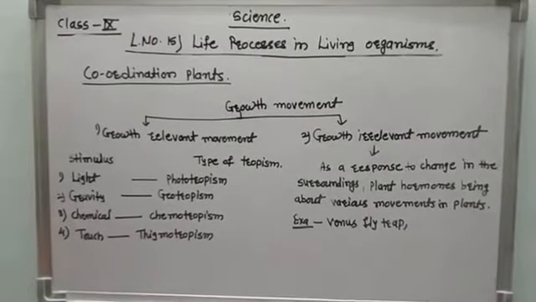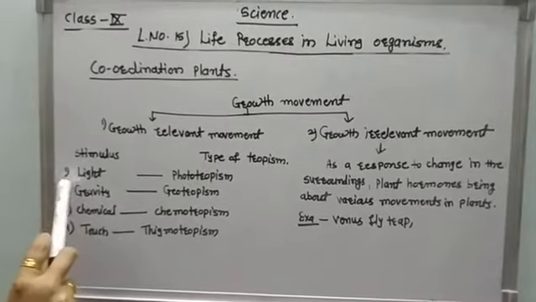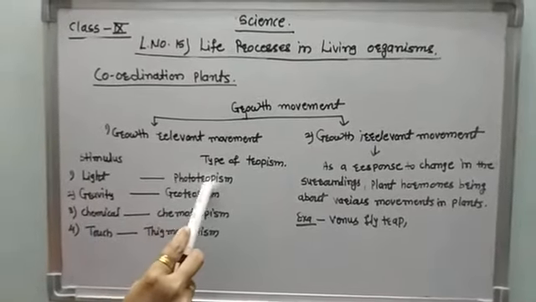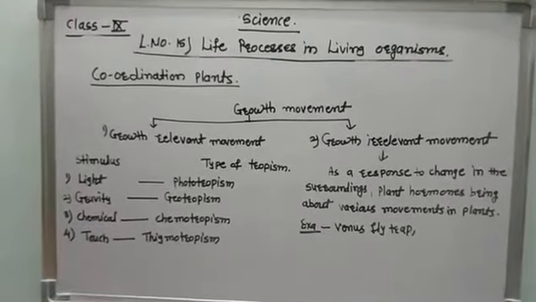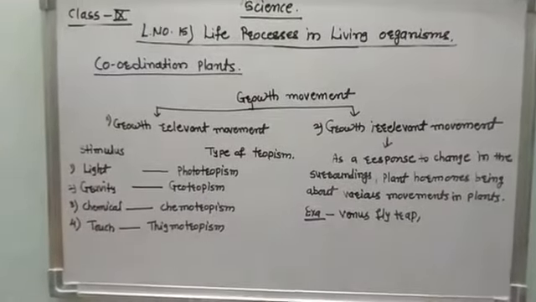First, the type of tropism where the stimulus is light. Such a tropism is called phototropism. An example of this phototropism is the growth of the plant body towards the sunlight.